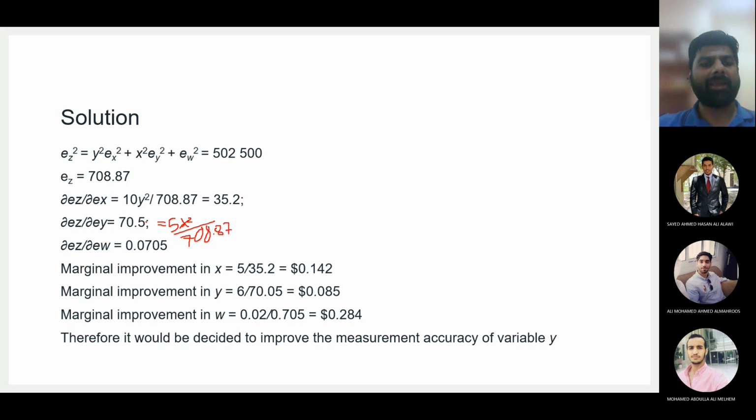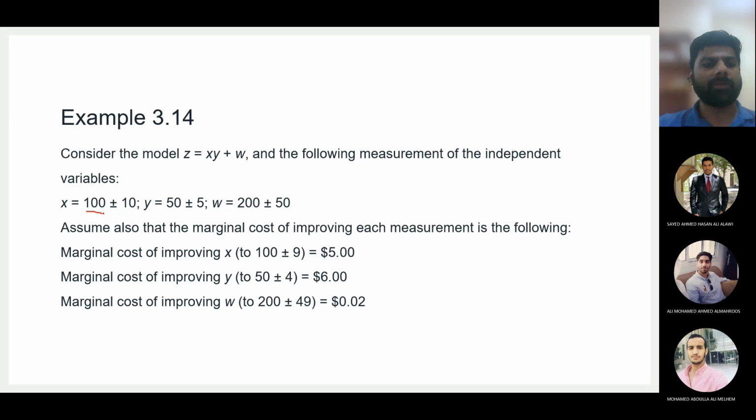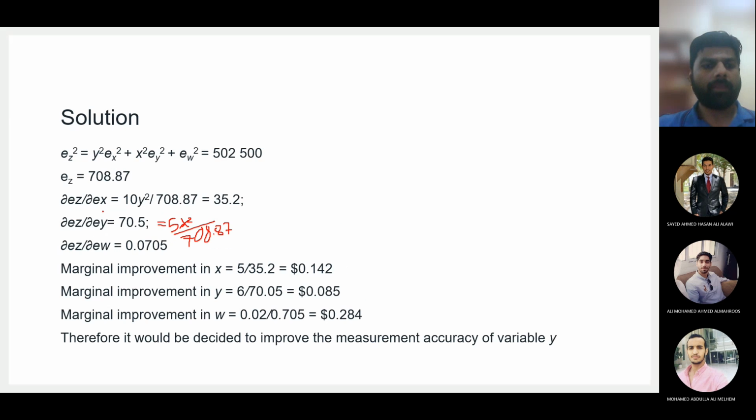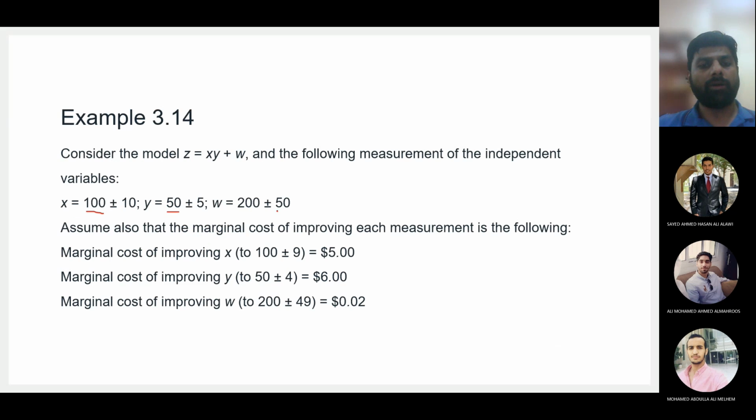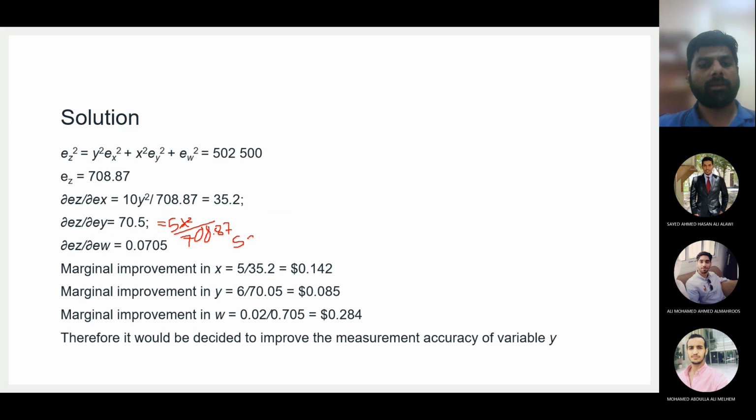And instead of y and x, we are using the average values. So this was y and this is x. And in this case, the partial differentiation with respect to w will be 1. So it will be simply the error term of w, which is 50, divided by the overall error, which is 708.7. So I was missing the equation which was already given.